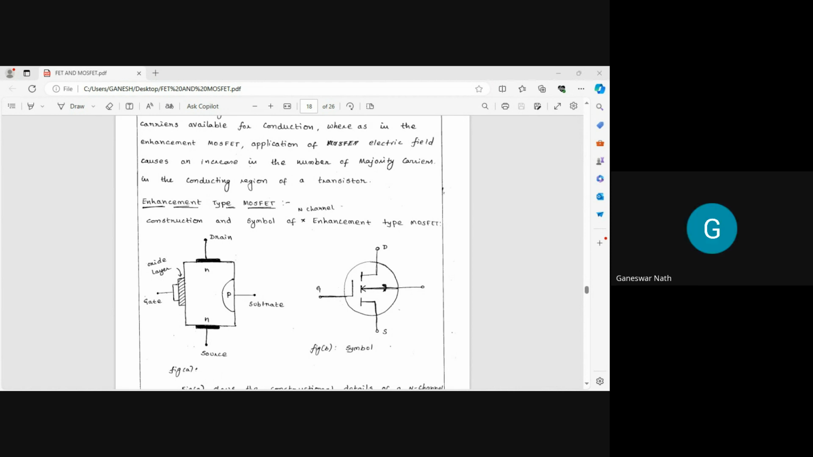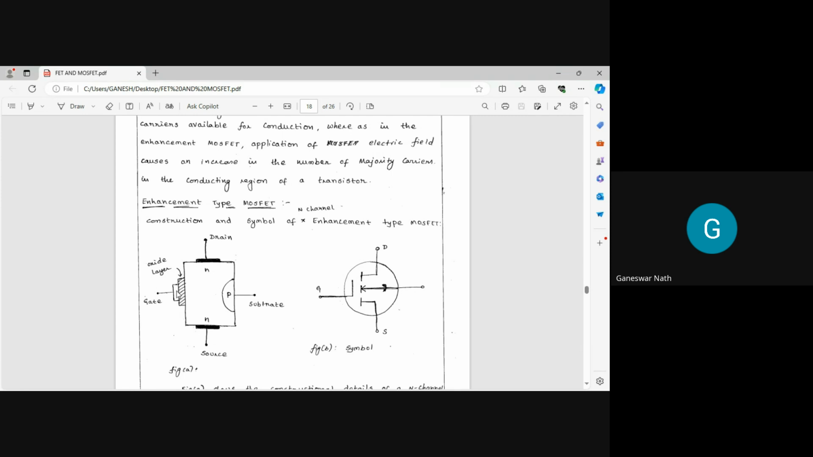Okay. See, so this is the construction of the enhancement type MOSFET here. So here you can find this is a simple n channel FET, and we have just added a small amount of p type as a substrate. A very small amount of doping is actually performed on the n channel FET, and you can see that is called the insulated oxide layer, for which it is called insulated gate FET or insulated gate field effect transistor.